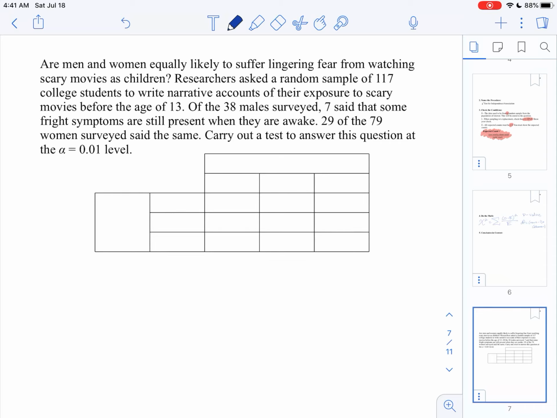Researchers asked a random sample of 117 college students to write narrative accounts of their exposure to scary movies before the age of 13. Of the 38 males surveyed, 7 said that some fright symptoms are still present when they are awake. 29 of the 79 women surveyed said the same. So assuming that they didn't lie and those answers are legitimate, then let's carry out a test to see whether men and women are equally likely to suffer lingering fear from watching scary movies as children.